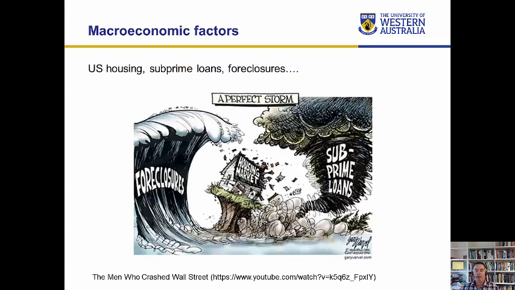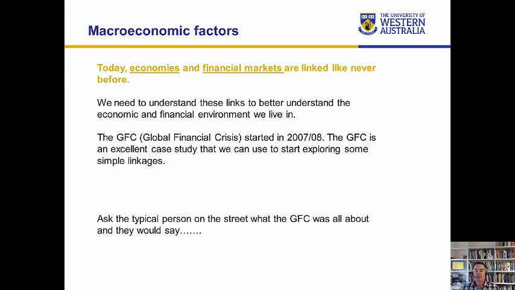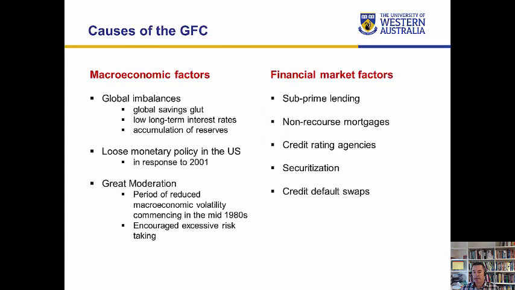So if you ask most people what the global financial crisis was all about, they would talk about things such as US housing, subprime loans, foreclosures, ninja loans, mortgage-backed securities, CDOs, credit default swaps, etc., etc. So they would be talking about the financial market factors. And for most people out there on the street, their understanding of the GFC is limited to financial market factors.